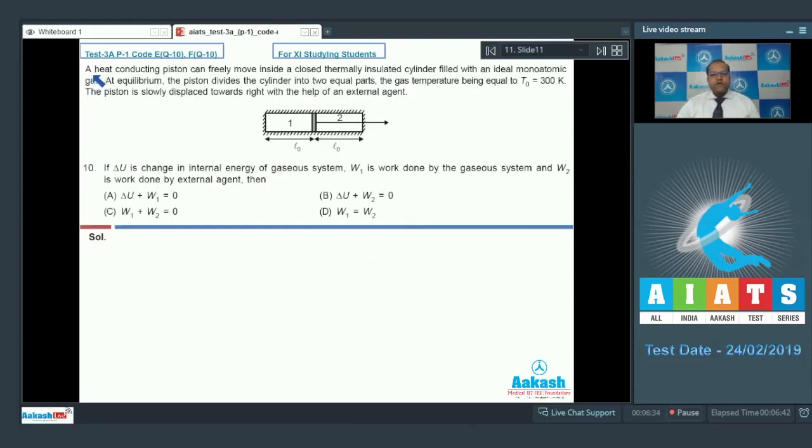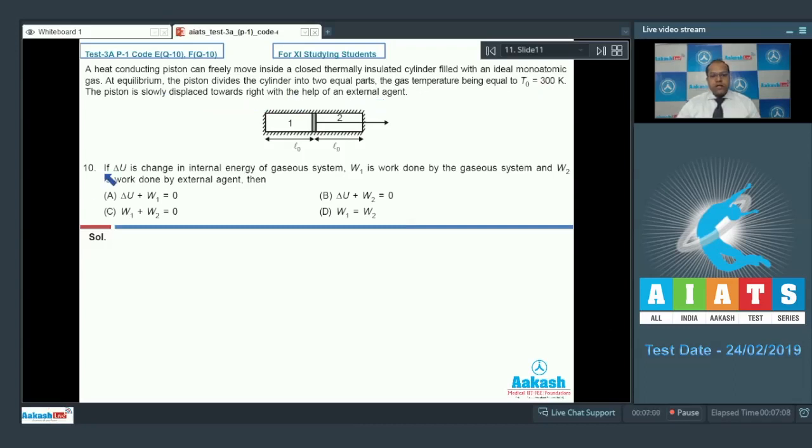In the second paragraph containing question number 10, 11 and 12, it is given that a heat conducting piston can freely move inside a closed thermally insulated cylinder filled with an ideal monatomic gas. At equilibrium, the piston divides the cylinder into two equal parts, the gas temperature being equal to T0, which is equal to 300 Kelvin. The piston is slowly displaced towards the right with the help of an external agent.